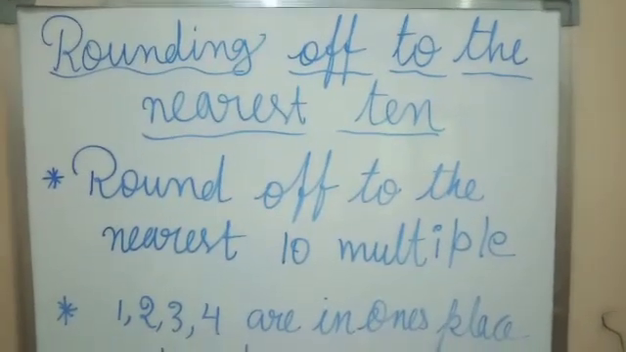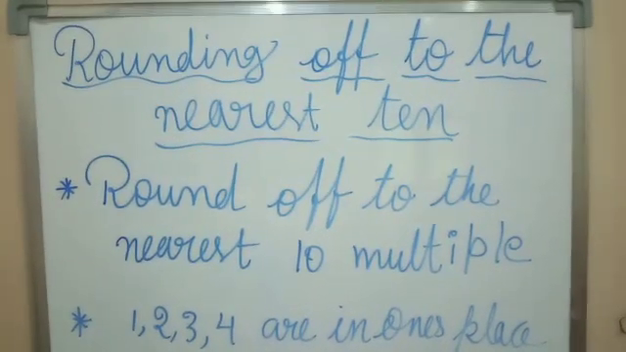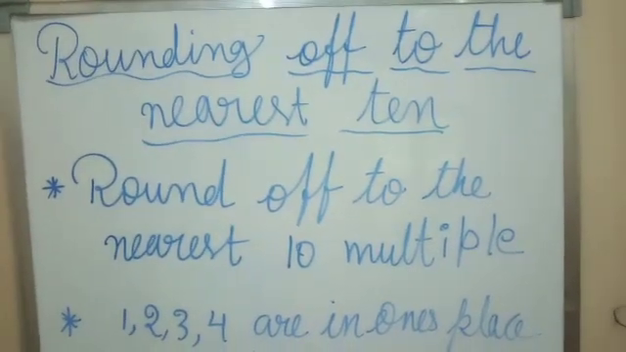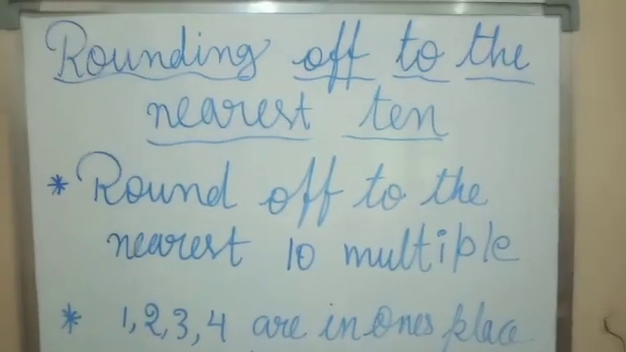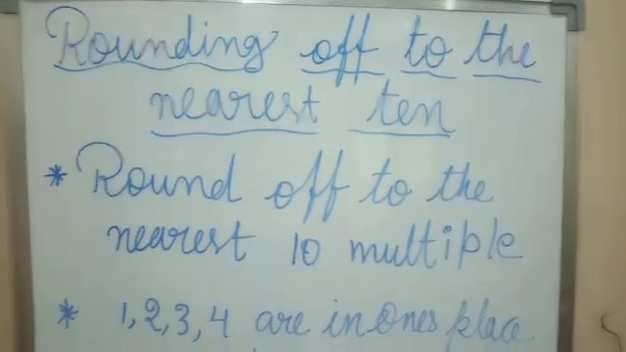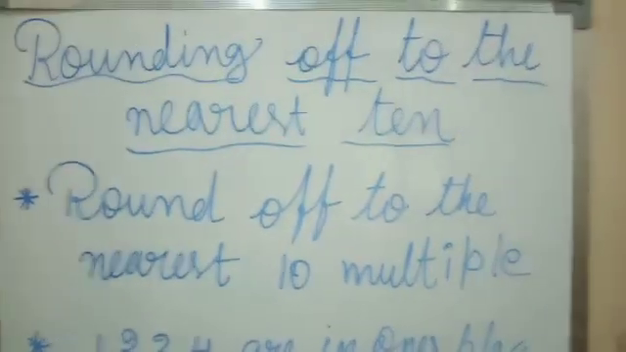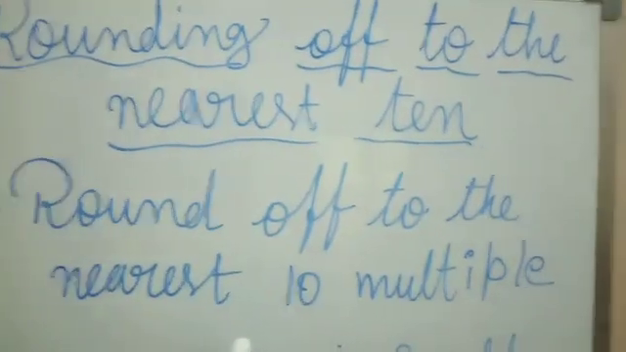Today we can recap what you learned yesterday. Are you all clear with how to round off a number to its nearest 10? Let us recap yesterday's topic again. What are the three rules we have to round off a number to its nearest 10? The first one is to round off to the nearest 10 multiple.